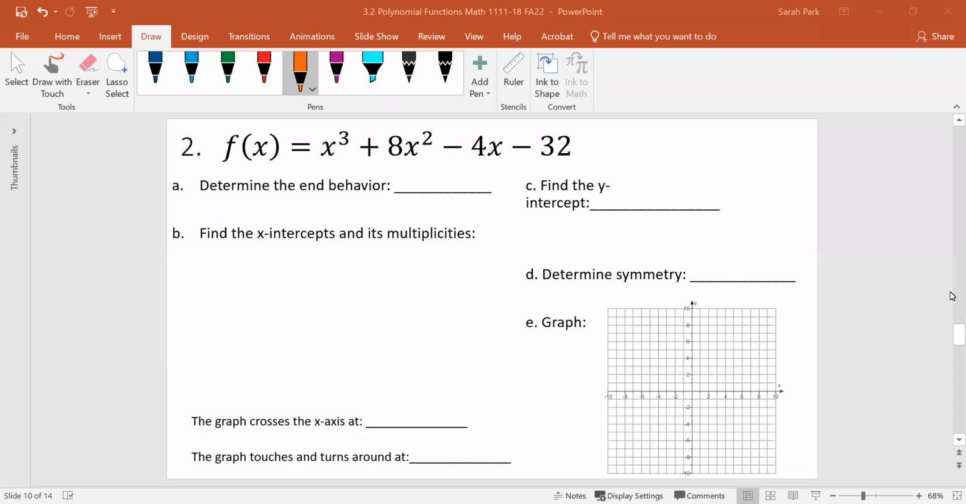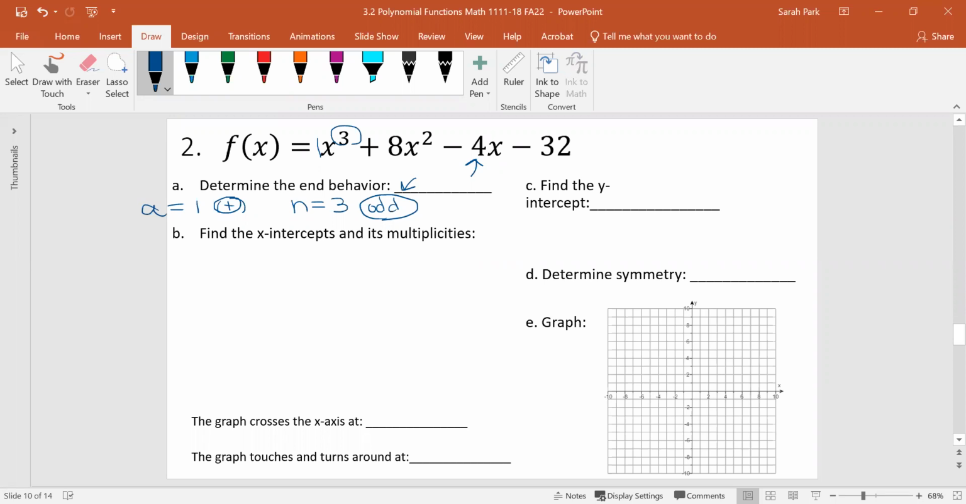Let's determine the end behavior. For that, we need the leading coefficient, which we're going to call A. I'll use the blue pen. And A is 1, so it's positive. And the degree, the highest exponent, is 3, and that's odd. So if you have a positive leading coefficient and an odd degree, we're going to determine the end behavior as falling on the left and rising on the right.